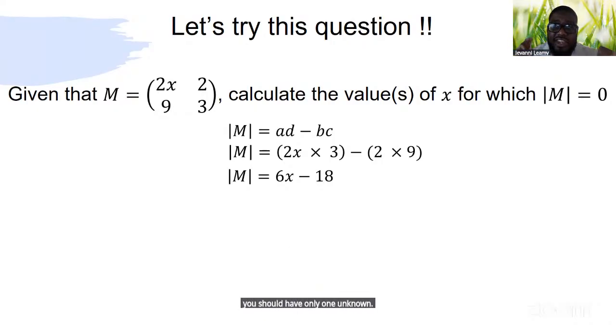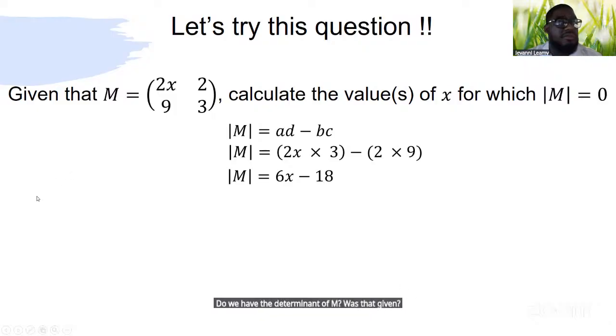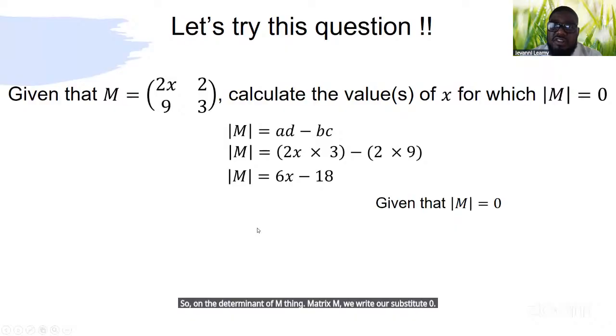Now, currently, we technically have 2 unknowns. Do we have the determinant of M? Was that given? What is the determinant of M? What was that given as? 0. So what do we do with that 0? We substitute it. Under the determinant of M, matrix M, we write or substitute 0. All right? So remember that that was given. So this is what we get. 0 is equal to 6x minus 18.